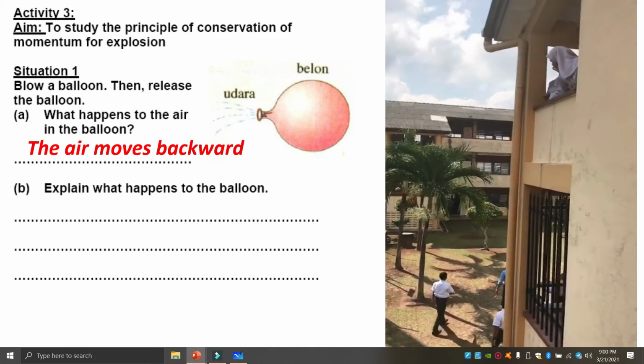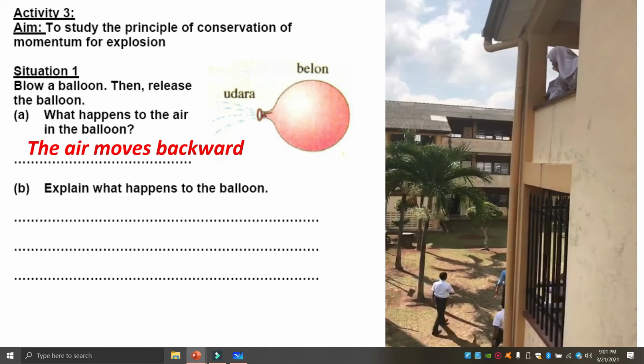Then according to the principle of conservation of momentum, it will produce a forward force, and then the rocket will go upward. Since the hot gas moves downward, it will produce a force that moves the rocket forward. And then the rocket will move upward, right? That one we'll see later.